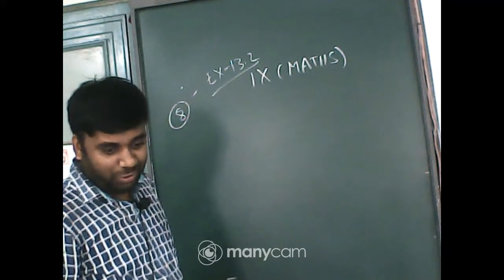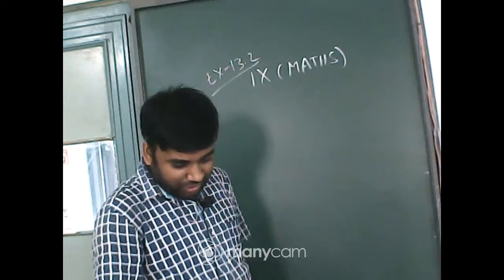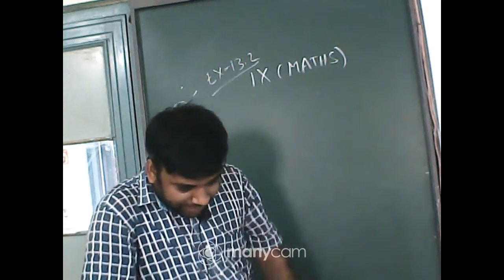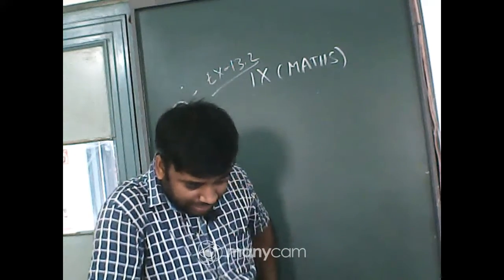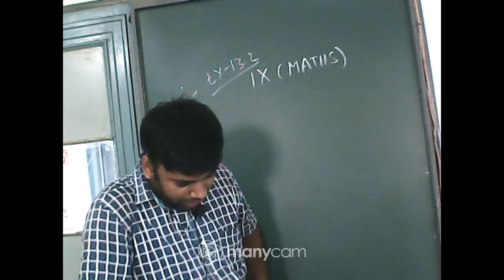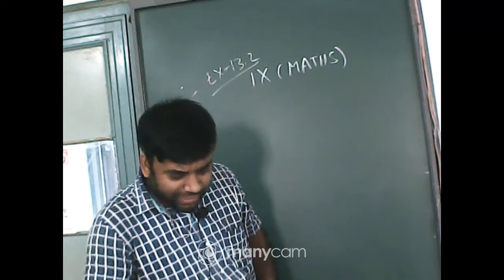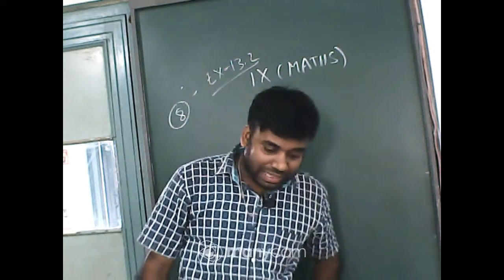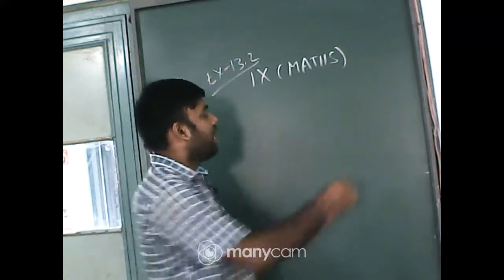Question number 8. In a hot water heating system, there is a cylindrical pipe of length 28 meter and diameter 5 centimeter. Find the total radiating surface in the system. Okay, just think about that.